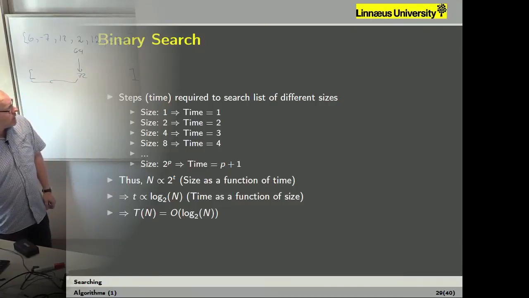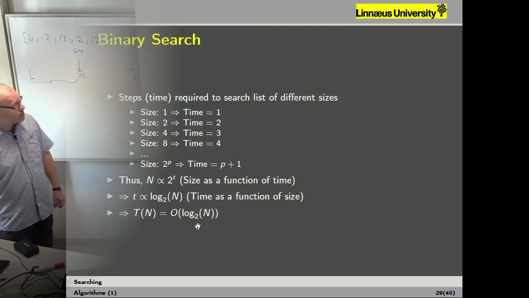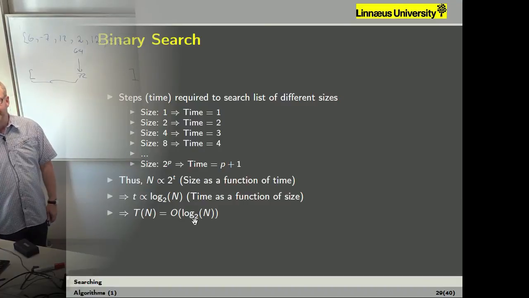So in general, size as a function of time looks like this, but we are interested in the inverse. If you take the inverse of this relationship, you will find that time is proportional to the base-2 logarithm of n. So the time complexity for binary search is log n, like this. Did it make sense?